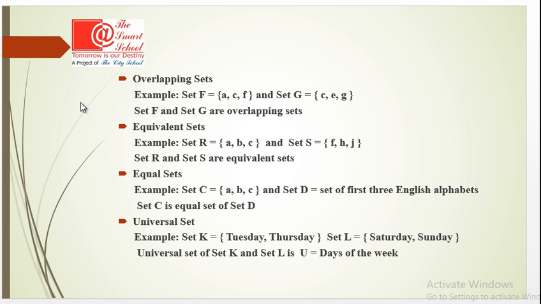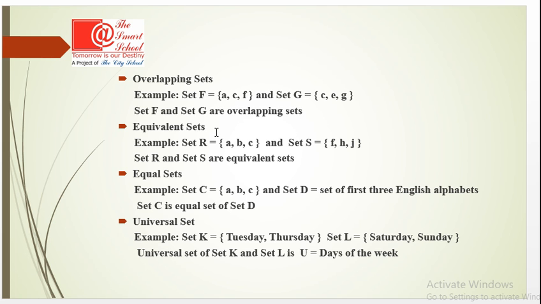Now overlapping sets. In overlapping sets, at least one element is common. For example, set F has A, C and F as elements and set G has C, E and G as its elements. So you can see that C is common in both the sets. So set F and set G are overlapping sets.